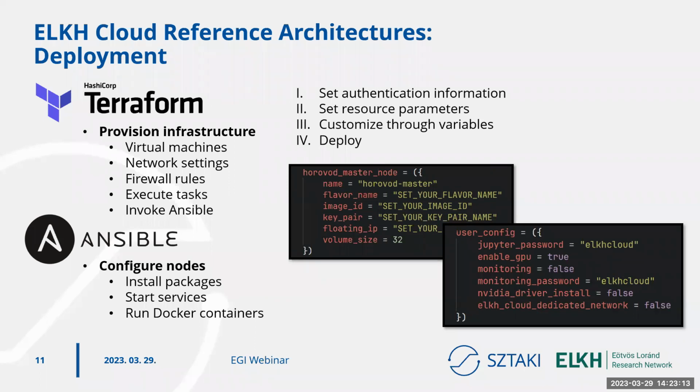Ansible is responsible for the configuration of our nodes, meaning that it can install packages, start up services, or Docker containers. From the point of view of the user, they can basically visit our catalog of reference architectures, find the right one, and then download it. After downloading, they have to complete a couple of different steps. They have to set their authentication information.